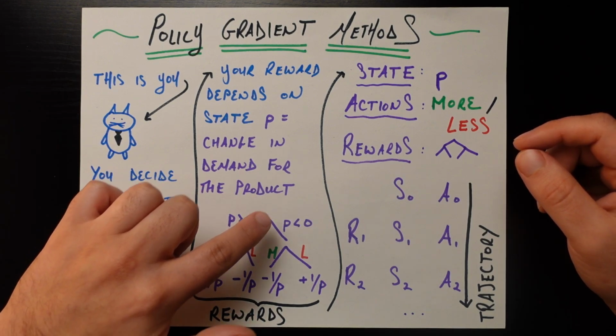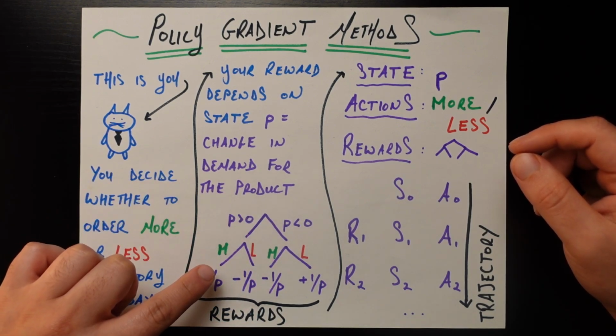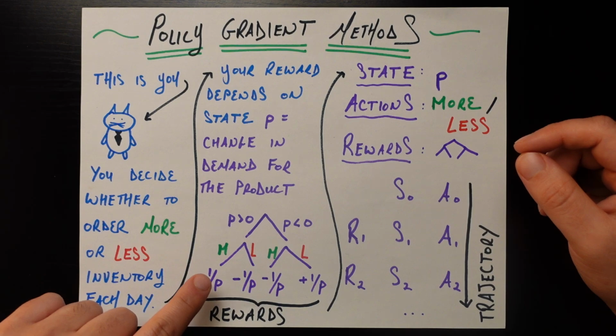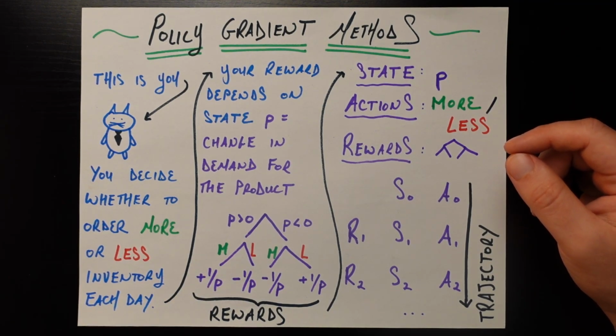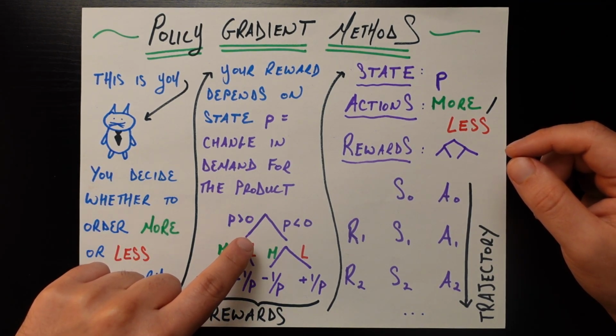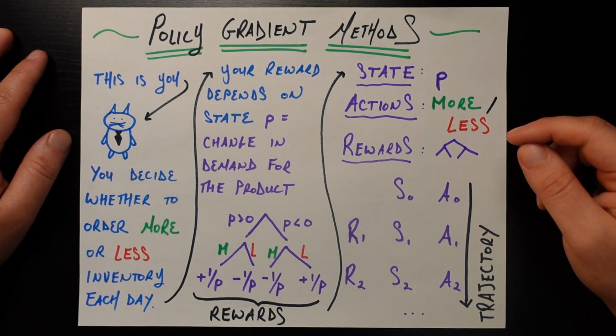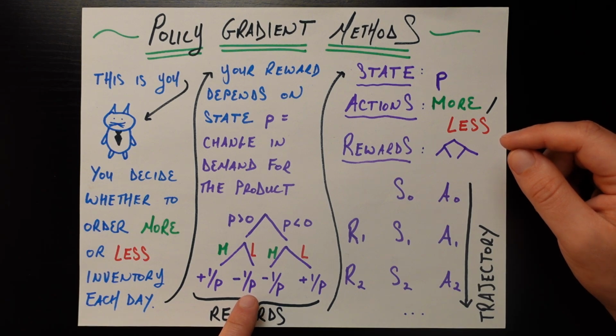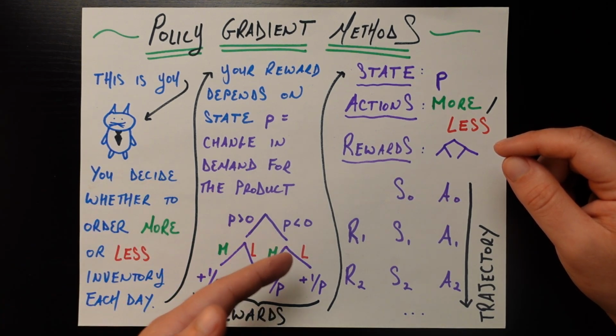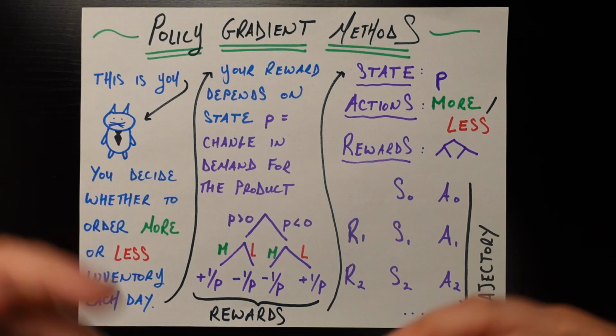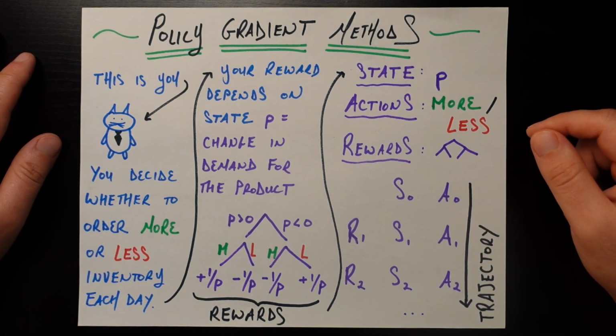So in that case, on the left branch, if you order more of the product, you have a positive reward of 1 over p. However, in the opposite case where the demand is growing, but you mess up and basically order less of the product, then your reward should be negative. So it's negative 1 over p. In the opposite case altogether, where the demand is shrinking, the roles are basically reversed. You should get rewarded for ordering less of the product because people don't like it so much.